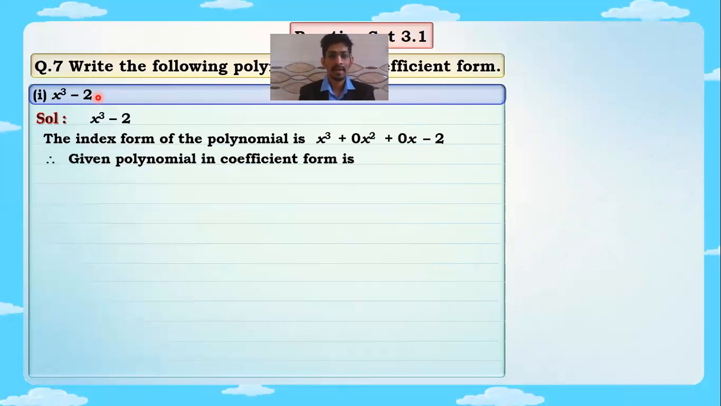So let us write down the statement that given polynomial in coefficient form is, we are going to write the coefficient of each and every term in round bracket separated by comma. So over here students, the first coefficient is 1, then 0, then 0, then minus 2 along with the sign. So let us write down this polynomial in a round bracket separated by comma. 1, comma 0, comma 0, comma minus 2. Only coefficients separated by comma in round bracket.